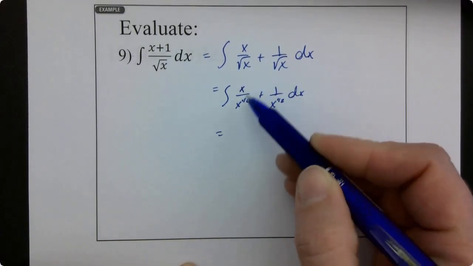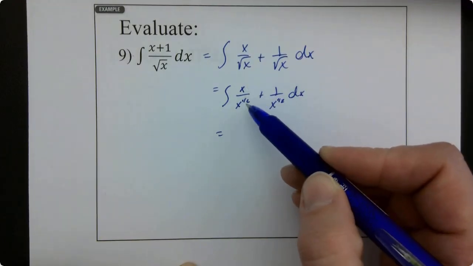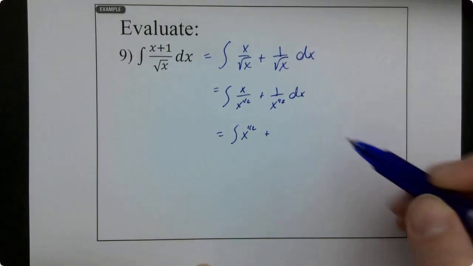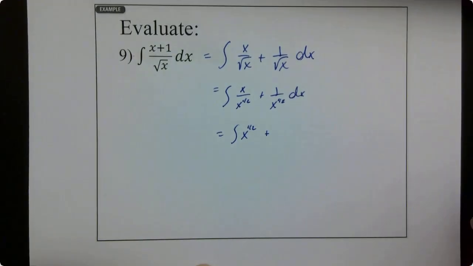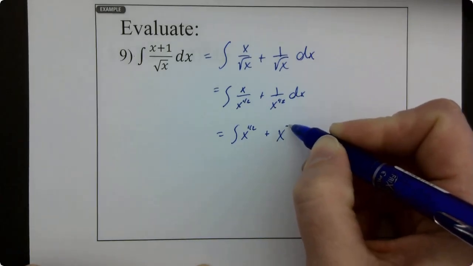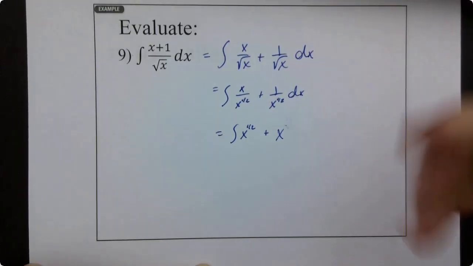When you're dividing the bases, what do you do with the exponents? You subtract them. So 1 minus 1/2 is 1/2. So this is really the integral of x to the 1/2 power. And then what can I do with this 1 over x to the 1/2 power? Bring it to the top. That's right. And that's going to be x to the negative 1/2.